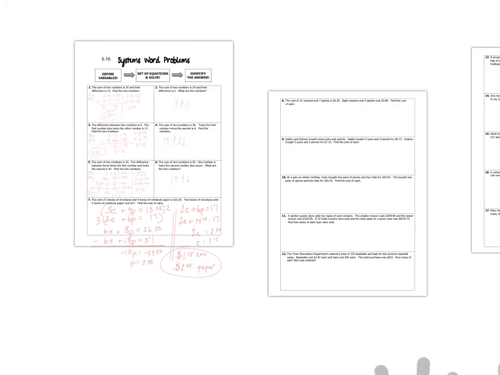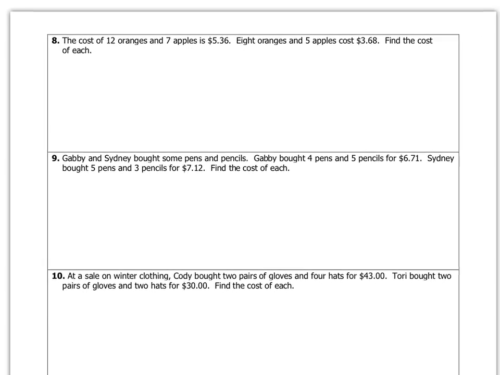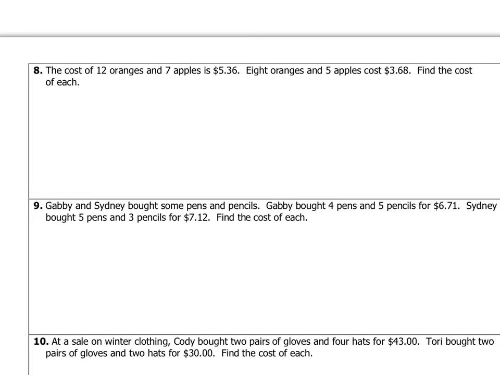Great. Onward we go. Number 8. My good old favorite, oranges and apples. Here we go. 12 oranges and 7 apples cost us $5.36. 8 oranges, 5 apples cost us $3.68. Find the cost of each. Okay, so process is still the same. 12 oranges plus 7 apples is $5.36. Over here, 8 oranges and 5 apples, $3.68.